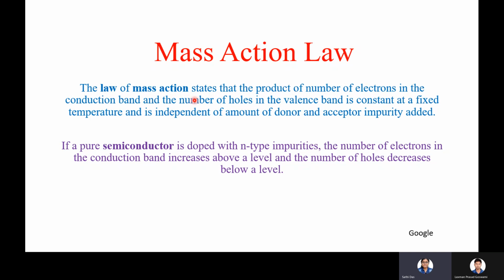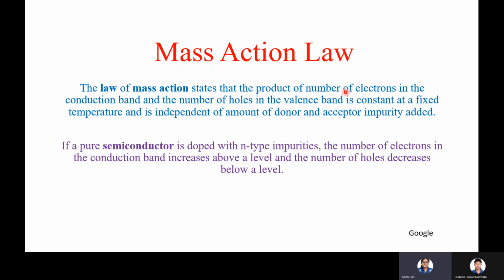The law of mass action states that the product of the number of electrons in the conduction band and the number of holes in the valence band is constant at a fixed temperature and is independent of the amount of donor and acceptor impurity added. So at thermal equilibrium, if you add some donor with different impurity amounts, or if you add some acceptor with different impurity amounts, the mass action law states that the product of the number of electrons in the conduction band and the number of holes in the valence band is constant.